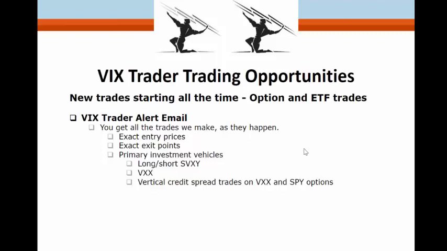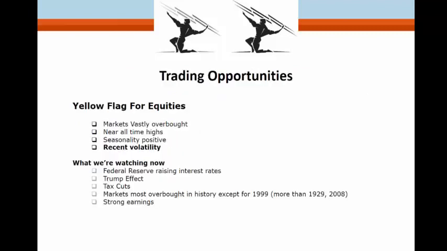So right now we have a flag system for equities, you know, green, yellow, red. Right now we're in the yellow flag mode based on what we're seeing the VIX index doing. And for S&P, for the SPY, we particularly watch.